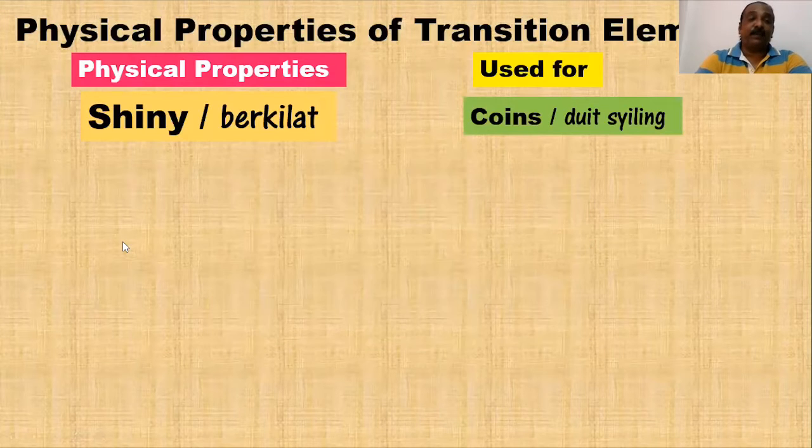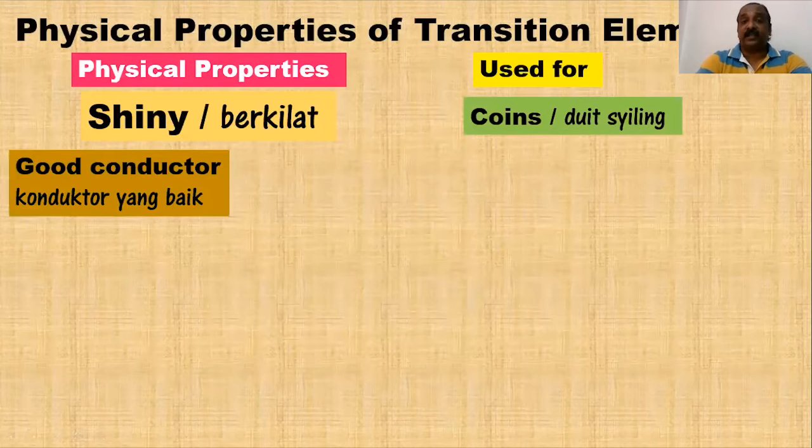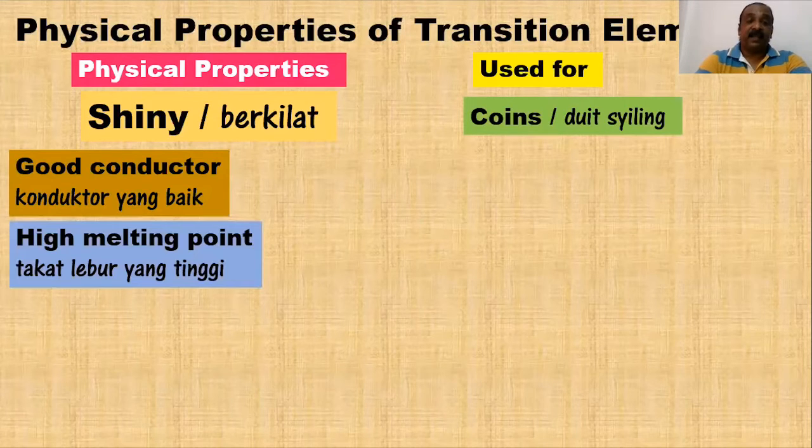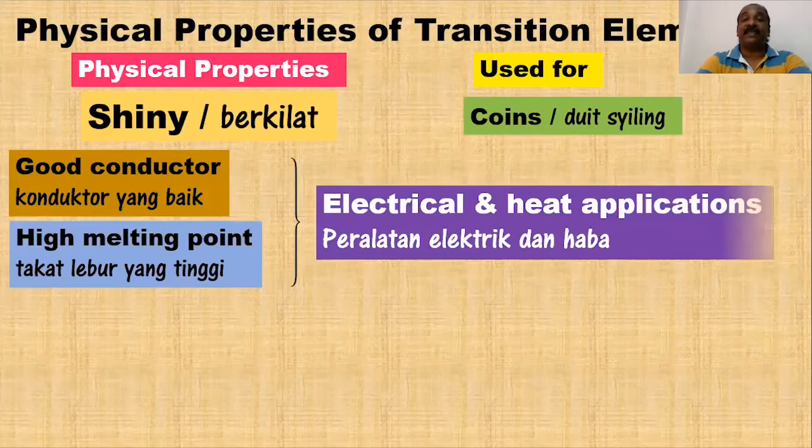Second property is that they are good conductors because they are metal. They are good conductor. You can take it as a good heat conductor, or they are also very good in electrical conductivity as well. But generally, they're good conductor of heat and electricity. Next, they have high melting point. Due to these two, high melting point and also good conductivity, we can use them as electrical appliance or heat appliance.